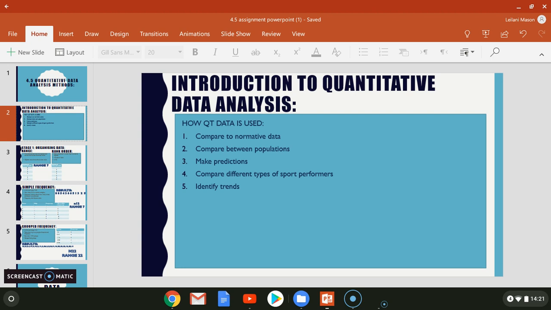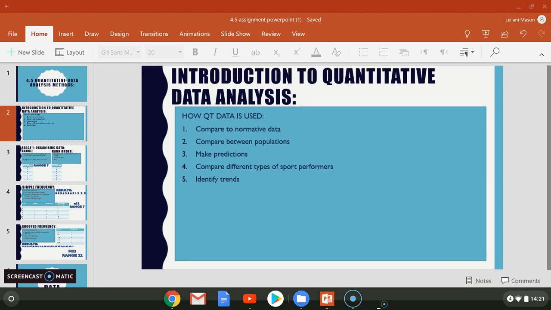Compare between different sports performers, as different substances, for example, or different results could affect different sports performers, and identify trends. Different methods of organising your data during quantitative data analysis. The methods include range, rank order, simple frequency distribution, and grouped frequency distribution.